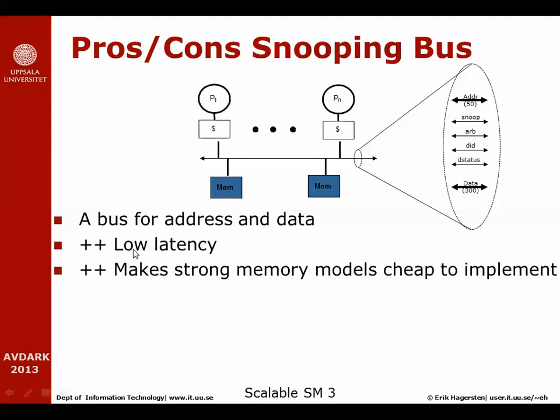The good news about this kind of Snoopy coherence is that the system will see a fairly low latency for its coherence activities. Whenever one of these caches wants to perform a coherence activity, it broadcasts it on the bus, and all the other caches will see it right away and can take action right away. Another good property is that, as we also have seen, the fact that we send one transaction at a time across this interconnect, the Snoopy bus, makes implementation of stronger memory models easier.